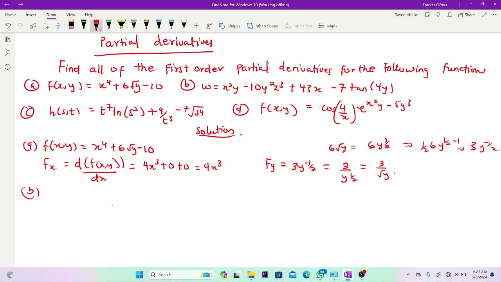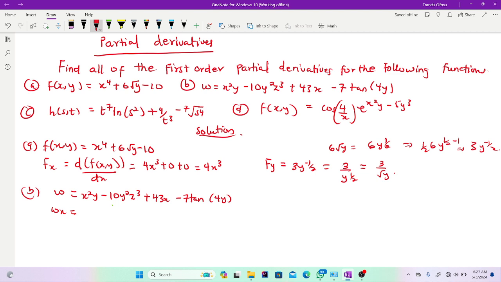Let's take the second question. I have w is equal to x squared y minus 10 y squared z cubed plus 43x minus 7 tan 4y. So I want to find the derivative of this function w with respect to each of the variables here. I have x, I have y, and I have z. So I'll start with wx.